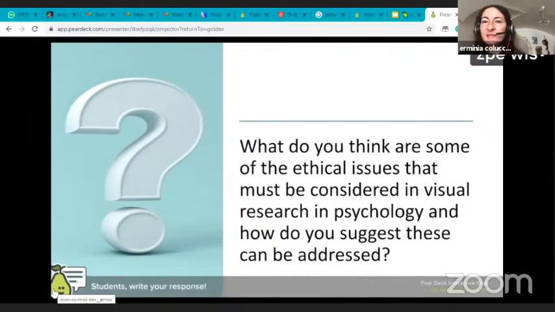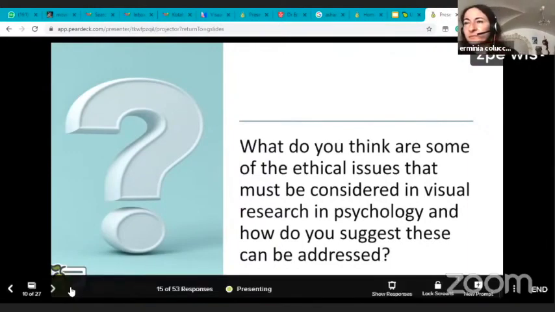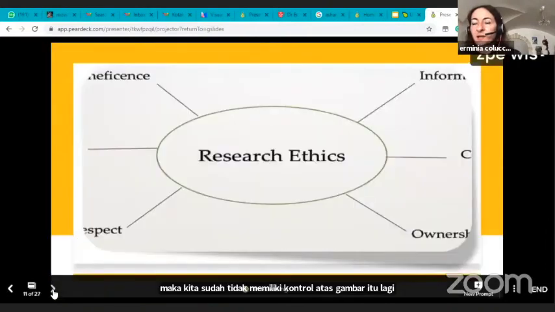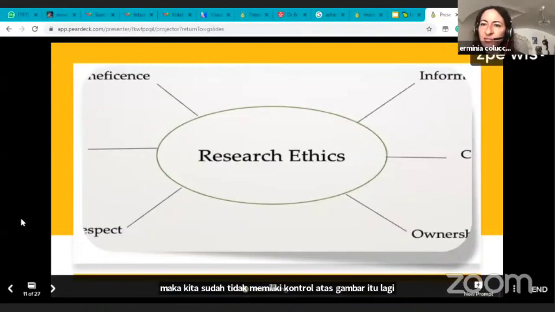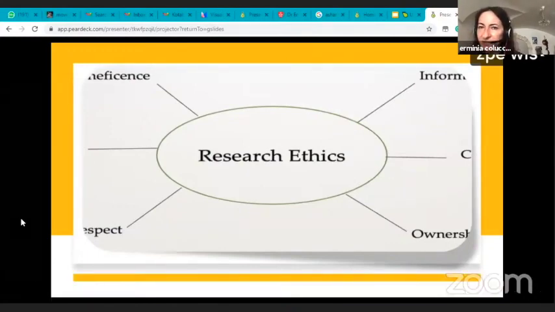Okay, next slide, Ulan, please. So this is what I just said, there are a lot of aspects of research ethics, and Diana did indicate quite a few of them. I won't be able to cover all of them in our presentation, but I think we'll cover a few of the important issues around visual research ethics applied to psychology, particularly to mental health.